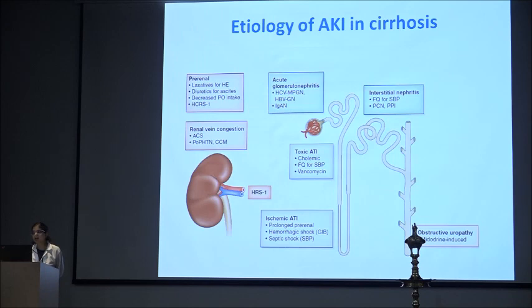Toxic ATN could be due to cholemic nephropathy, or drug-induced, such as fluoroquinolones given for SBP, and vancomycin. Then ischemic ATN due to prolonged pre-renal state, hemorrhagic shock and septic shock. Interstitial nephritis: drugs like fluoroquinolones, penicillins, and proton pump inhibitors, which are very commonly used, have the potential to cause interstitial nephritis. Obstructive uropathy: midodrine is one drug which has the potential to cause obstructive uropathy.